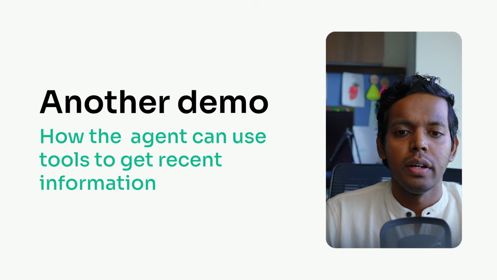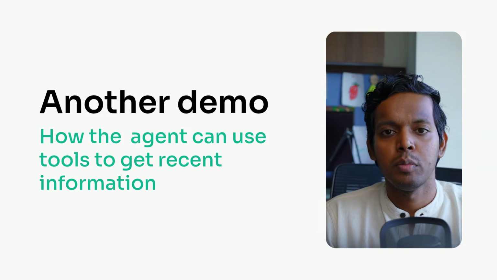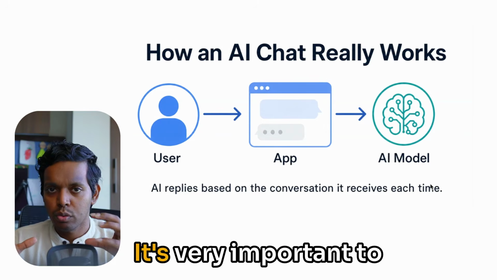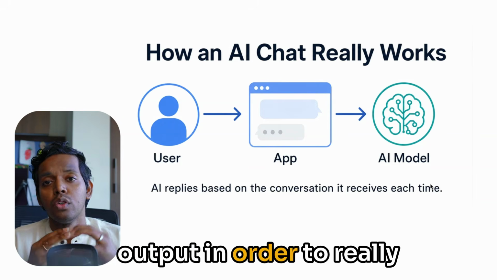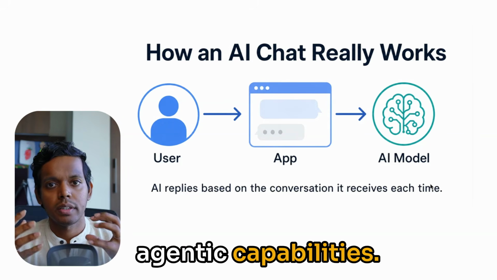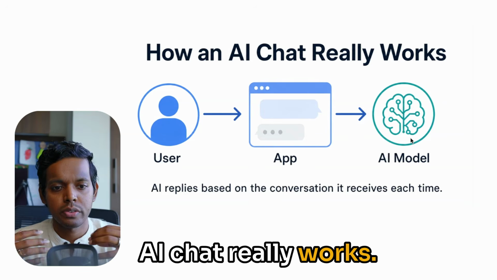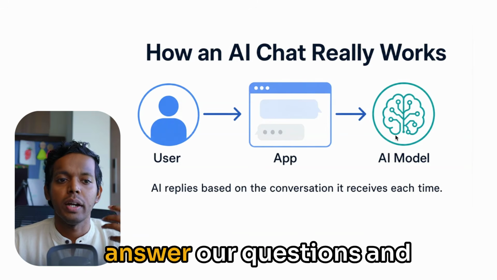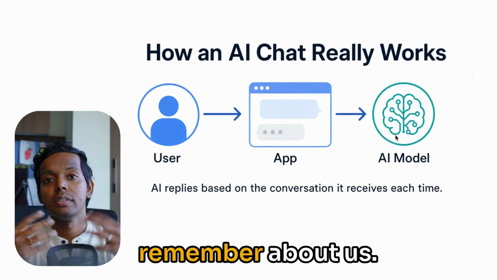All right. So I'm going to show you another demo of how the agent can use tools to get recent information. I'm going to show you that demo in a while. But before that, let's understand how the chat really works. It's very important to understand how the AI is able to produce the output in order to really take advantage of the agentic capabilities. So what we're going to do now is see how the AI chat really works. Now, let's look at how the AI model is able to answer our questions and what things it actually remembers about us and what it doesn't remember about us.